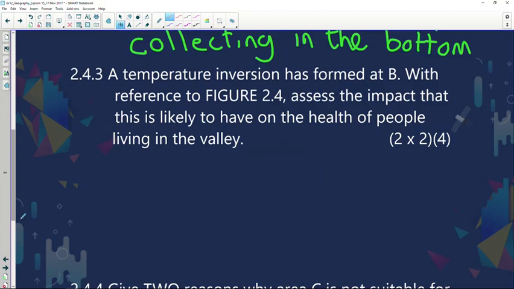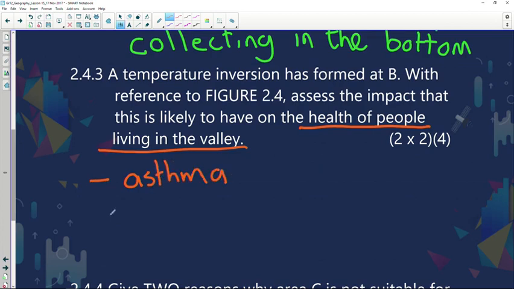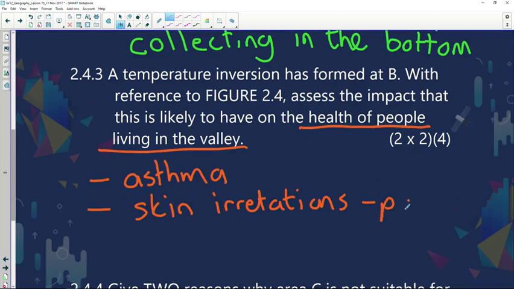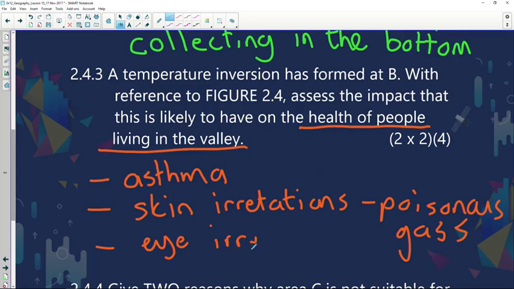So a temperature inversion is formed at B. How is it going to impact the health of people living in the valley? Like I've mentioned, it can create asthma, skin irritations because of the poisonous gas, and another reason is it can create eye irritations as well because of the smog.